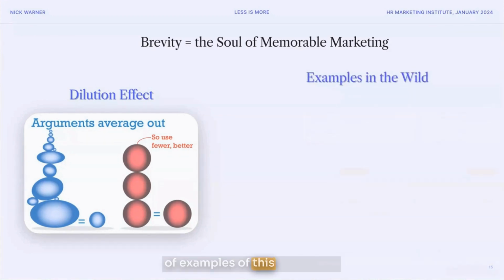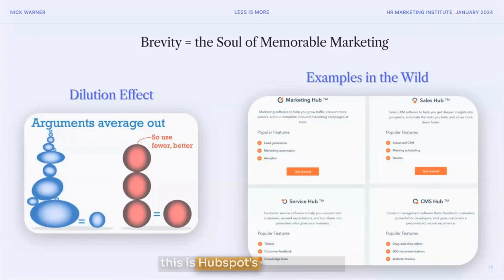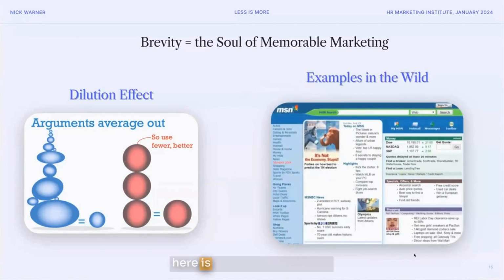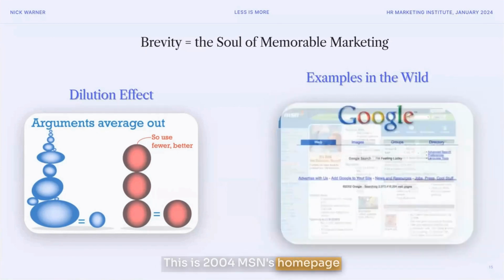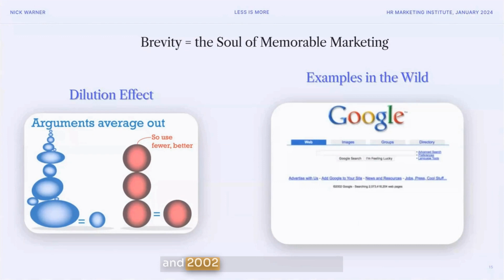A couple examples of this that I liked. This is HubSpot's product page. It keeps it really simple, hits the most important features without overwhelming. And speaking of overwhelming, here is one reason why SEO means Google and not MSN. This is 2004 MSN's homepage and 2002 Google's homepage.